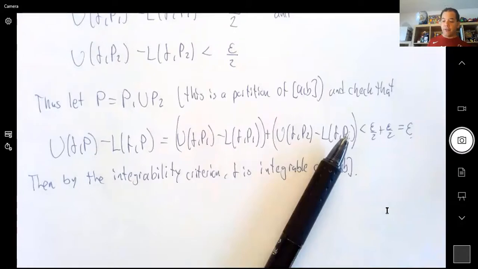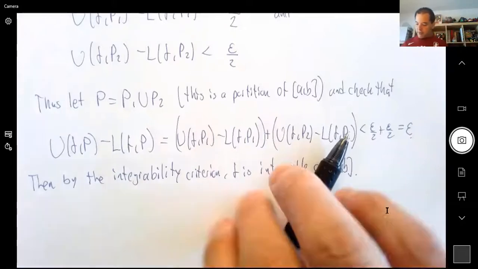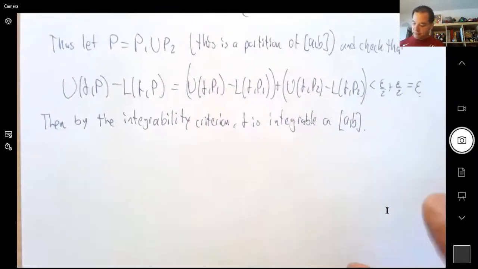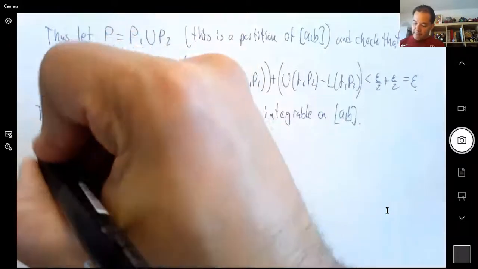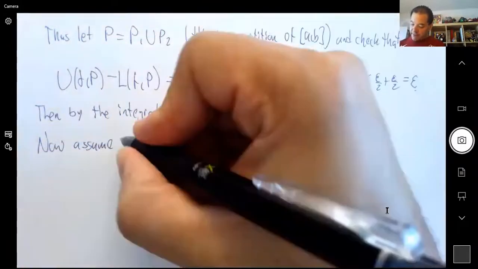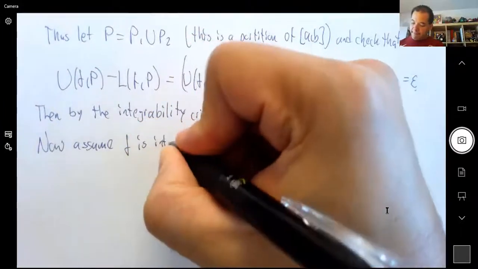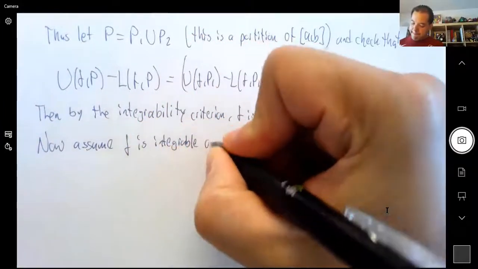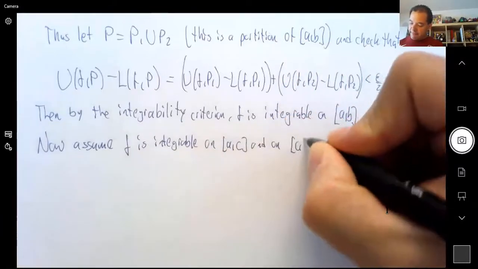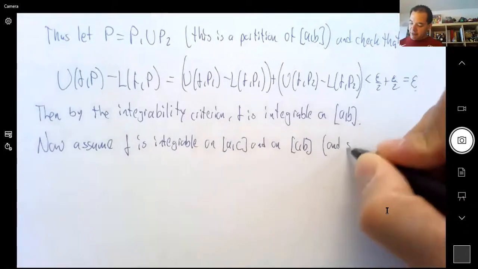How come the sum of the integrals will be the integral of the big one? We haven't done that part. So now let's do that part. So now assume F is integrable on AC and on CB, and so on AB.